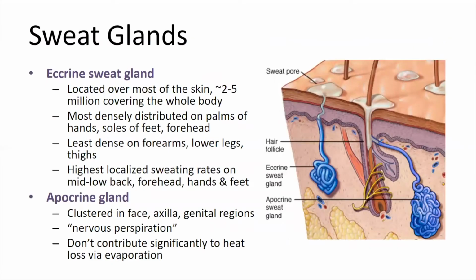So we have 2 different types of sweat glands, one being eccrine sweat glands and the other one being apocrine, which is our nervous perspiration sweat gland. Eccrine sweat glands are the sweat glands that are responsible for secreting sweat to allow us to evaporate and cool. Apocrine glands do not contribute a lot to heat loss through evaporation.